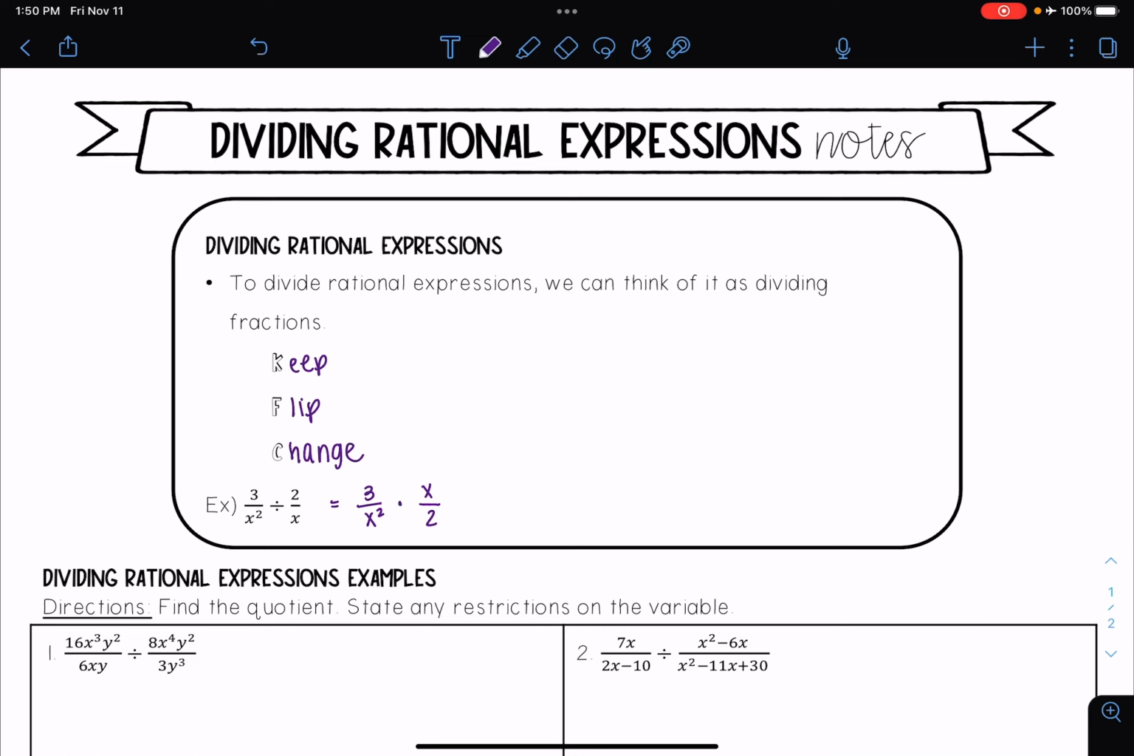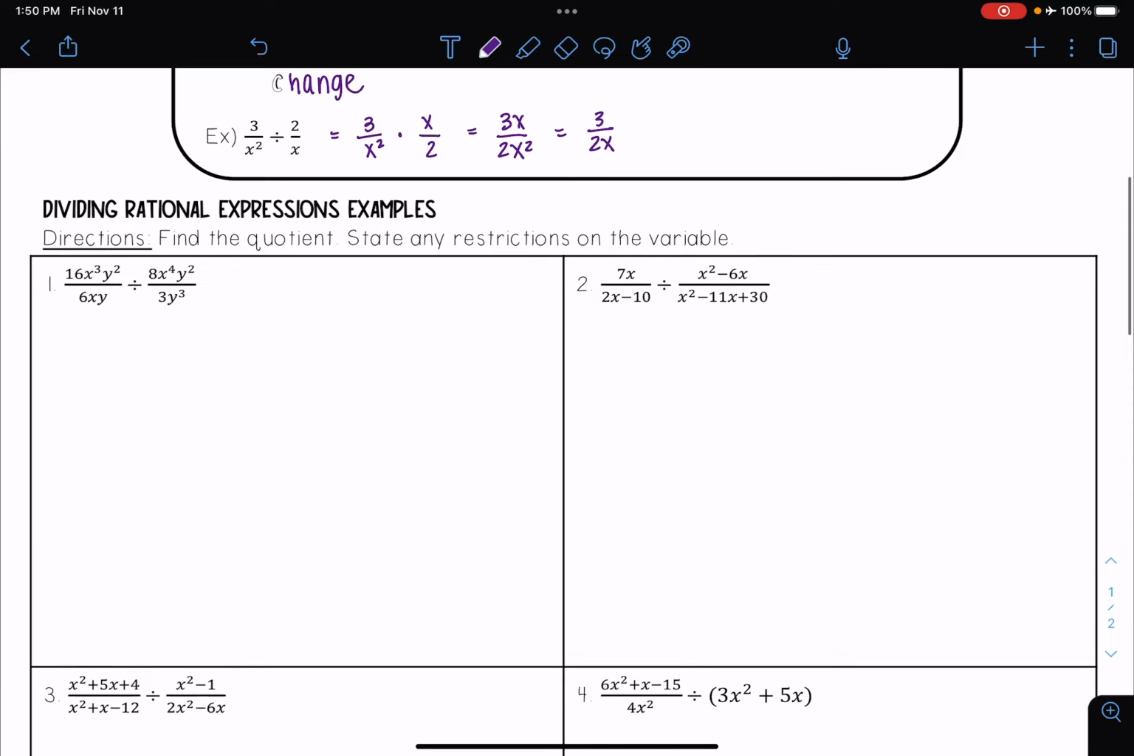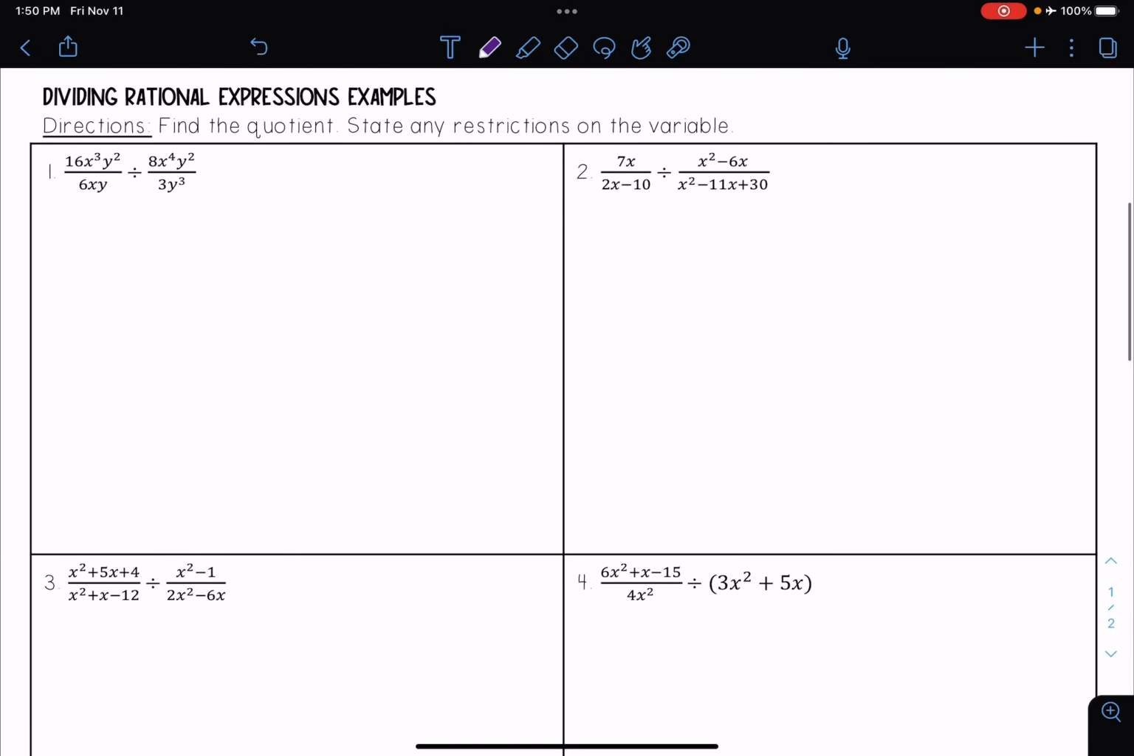And so now this becomes just multiplying fractions. So I multiply across and I get 3x over 2x squared. And then if I simplify that, I get 3 over 2x. And so that's what we're going to do when we are dividing these rational expressions. So let's go through these first two examples. We're going to find the quotient, and then we're going to state any restrictions on the variable.